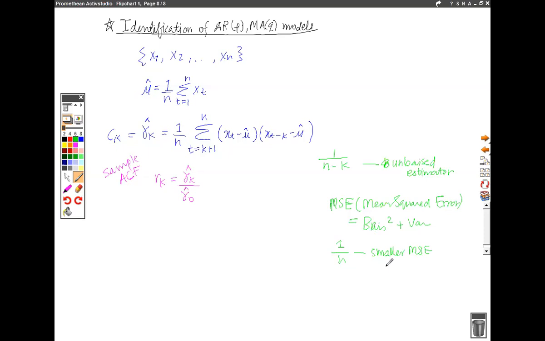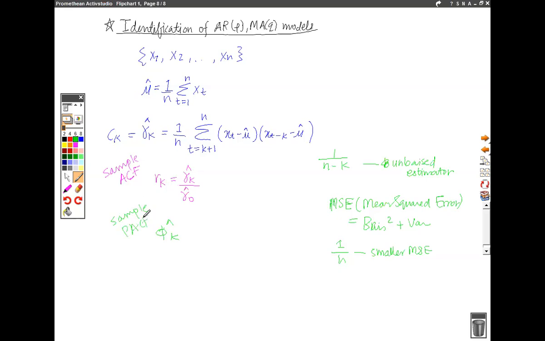Is that clear? Does this make sense? Yes. So now you know how to estimate these sample ACFs and sample PACF as well, right? For PACF, you will just have to use these Rks, and you can easily derive the PACF. So for PACFs, it will just be this.